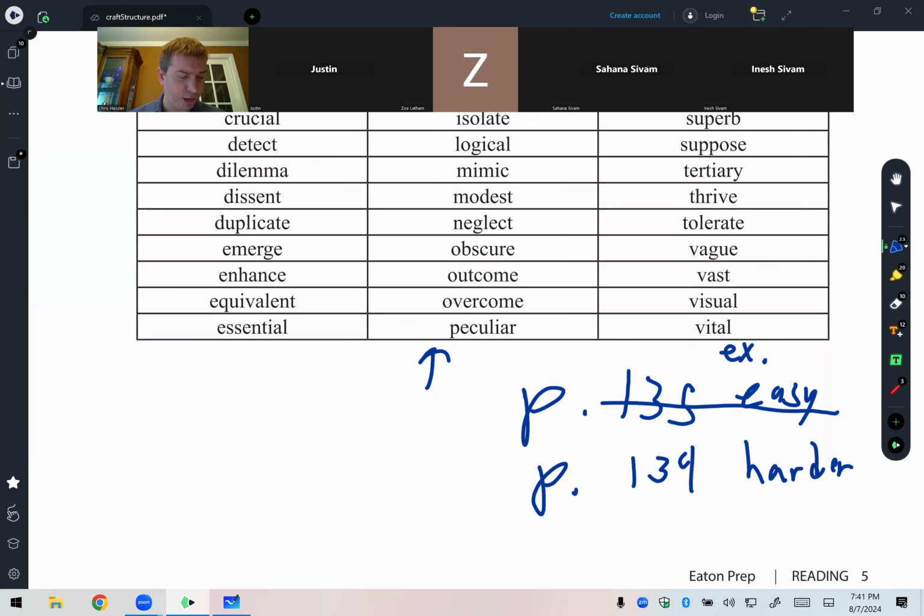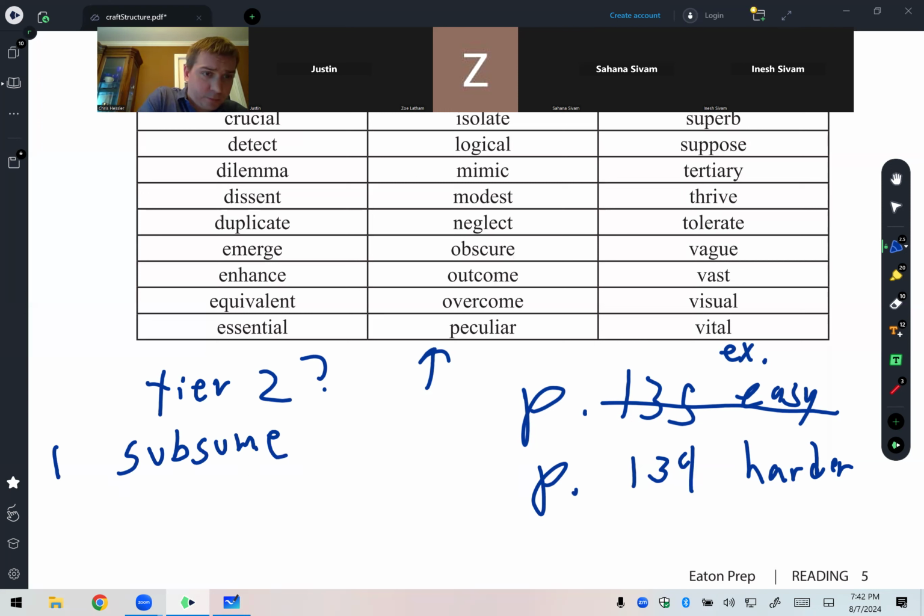So answer choice A is predictive of. Answer choice B is subsumed in. Is this a tier 2 word? Really? According to the College Board, it is. So I'm just going to make a note here. All right, so to subsume means to absorb. I think that's kind of pushing the difficulty into tier 3 category, in my personal opinion, but they would claim it's a tier 2 word.